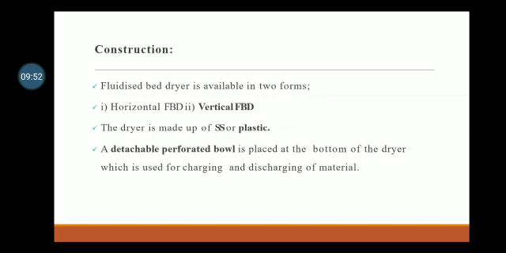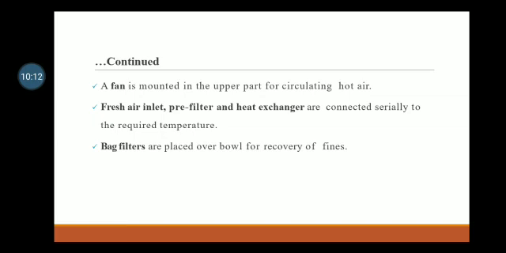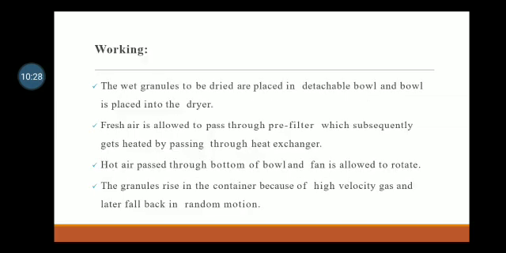Construction. Fluidized bed dryer is available in two forms: horizontal fluidized bed dryer and vertical fluidized bed dryer. The dryer is made up of stainless steel or plastic. A detachable perforated bowl is placed at the bottom of the dryer, which is used for charging and discharging of material. A fan is mounted in the upper part for circulating hot air. Fresh air inlet, pre-filter and heat exchanger are connected serially to reach the required temperature. Bag filters are placed over the bowl for recovery of fines.